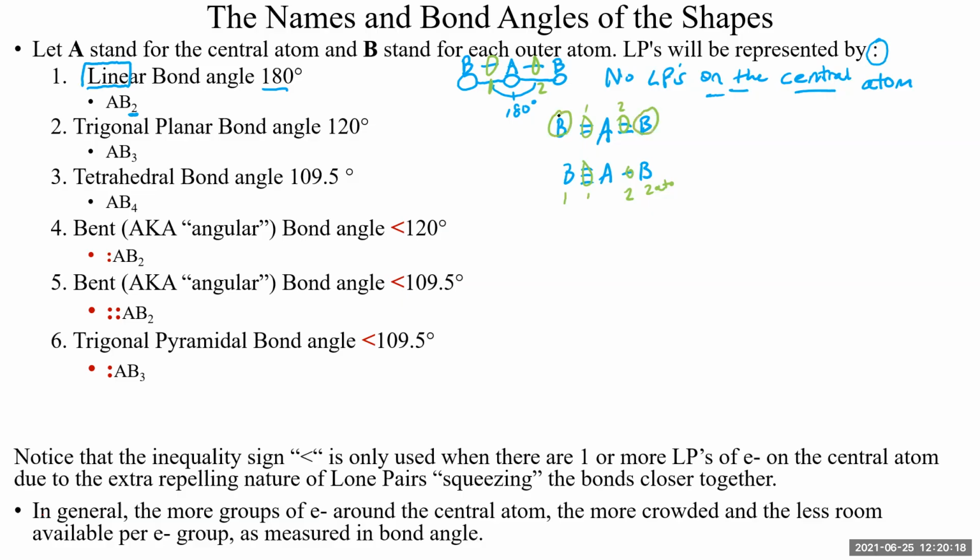And like I said, you can simply look at the number of atoms, and that's probably going to be better for you in terms of counting the number of quote unquote bond pair groupings to consider. So as long as you have two outer atoms and no lone pairs on the central atom, you have yourself a linear molecule, meaning a molecule that has a 180-degree bond angle. Bond angle is just measured from outer atom to central atom to outer atom, 180 degrees.